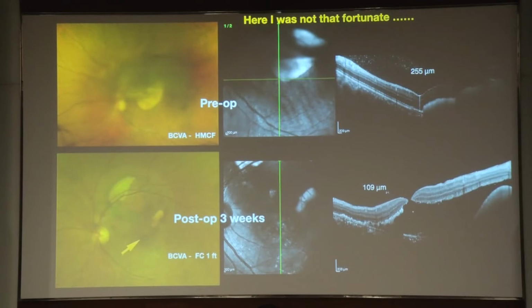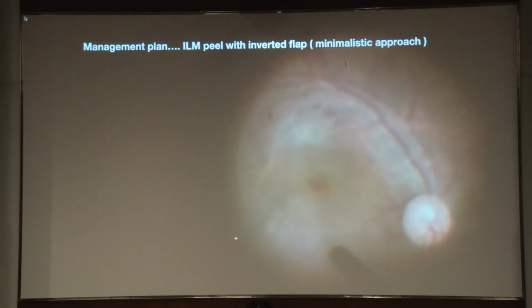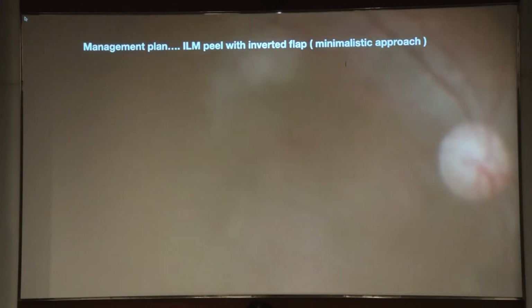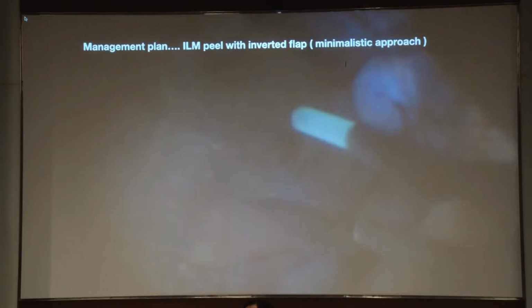But not every time you will be fortunate, because this was a case of partially old subretinal hemorrhage. I tried this technique, but postoperatively I saw a small macular hole, and in the subretinal space you can see there is still blood present. After 3 weeks, the patient came, vision dropped to 1 foot, finger counting. So my management plan was ILM peeling with the inverted flap. That is the minimalistic approach, what I should say.